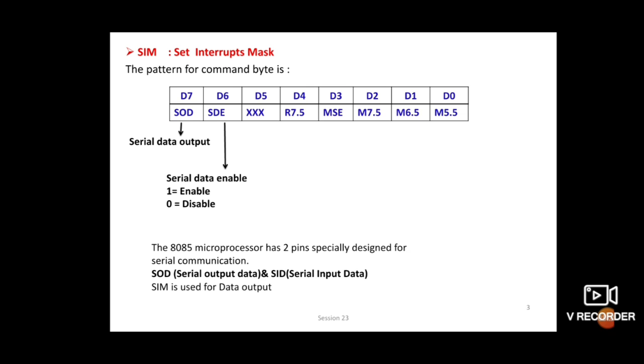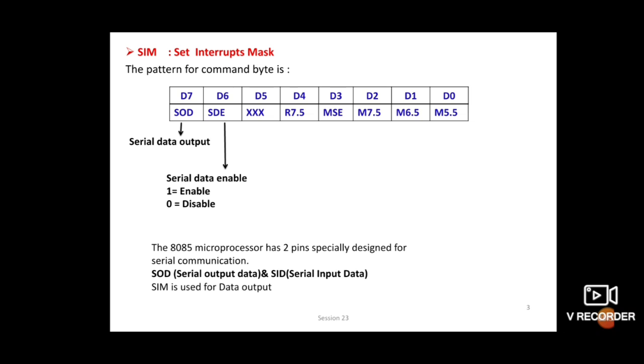Now SDE means serial data enable: 1 means enable, 0 means disable. If bit D7, meaning SOD, is sent to the SOD line, the SOD line means this pin in the pin diagram. SOD is a pin in the pin diagram.